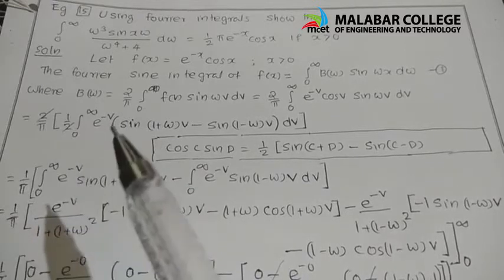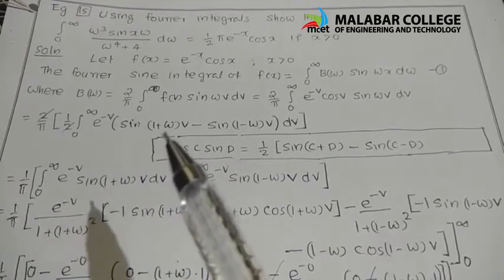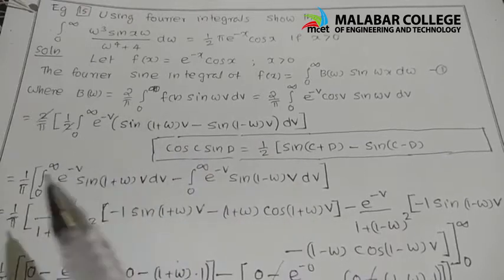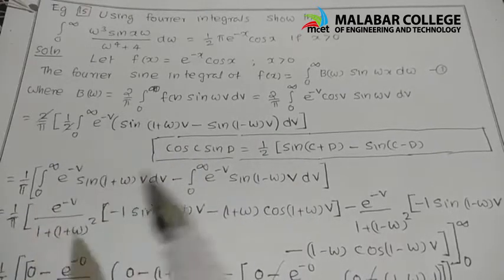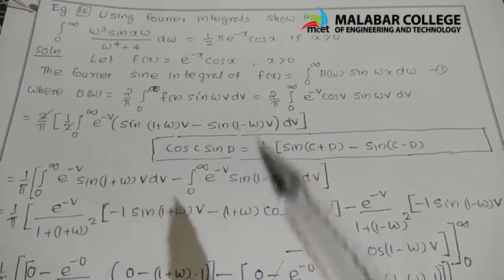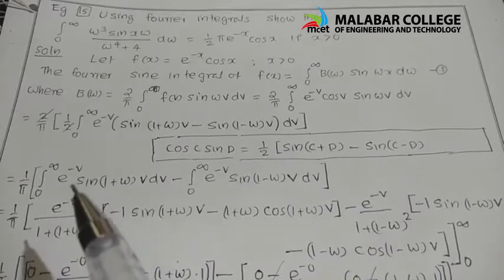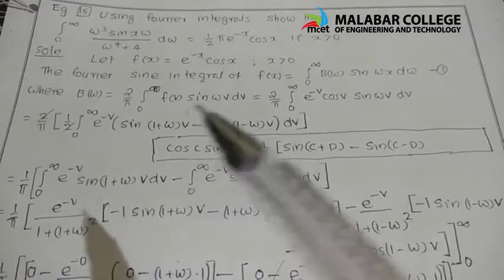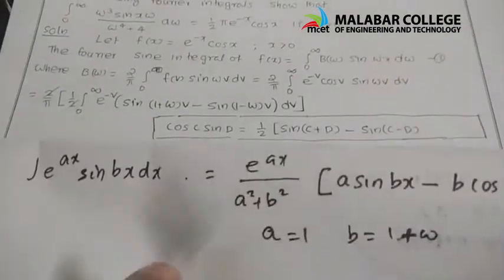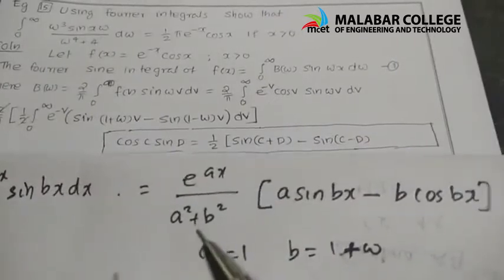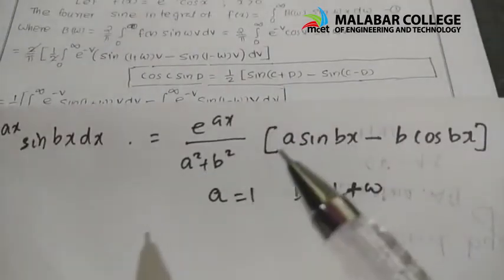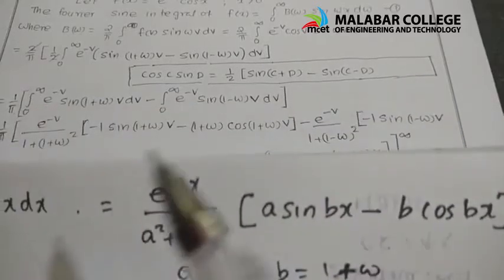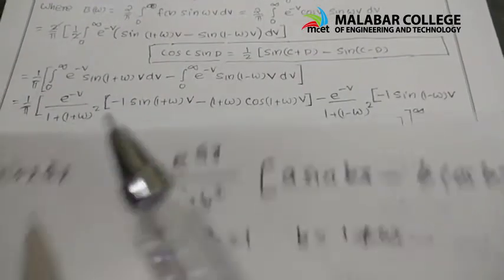If we multiply e raised to minus v into this term, we will get sin of 1 plus omega into v. Similarly, here we are splitting into two terms, again with 1 by pi written out. So we have to write the integral from 0 to infinity of e raised to minus v sin of 1 minus omega into v dv. Then in this case we have to apply the formula: integral e raised to ax sin bx dx is e raised to ax by a square plus b square into a sin bx minus b cos bx. A is 1 here, b is 1 plus omega here. This formula we apply to the first one.